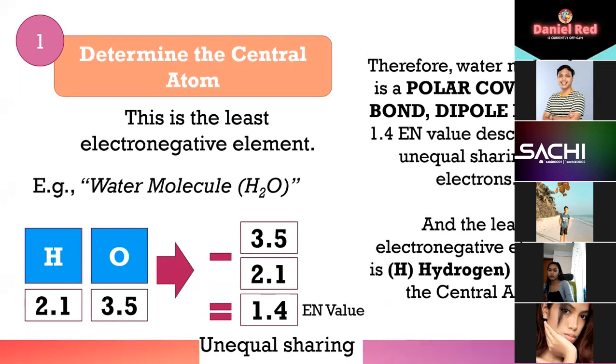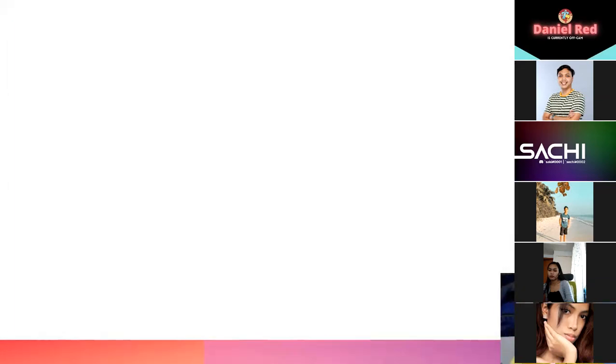And the least electronegative element is hydrogen, which is the central atom. So as you can see, hydrogen has a 2.1 electronegativity and oxygen has a 3.5 electronegativity. And 2.1 is less than 3.5. That's why on this particular step, your central atom is hydrogen. After determining the central atom, we can now proceed to the next step.